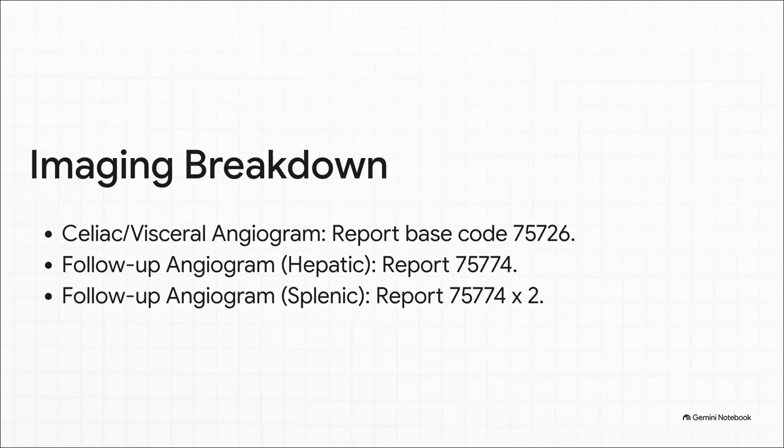First off, the physician injected contrast into the celiac distribution. For that initial visceral angiogram, we're going to report the base code 75726. But they didn't pack up and go home after that. They took additional, selective shots. When they imaged the common hepatic artery, we report the follow-up angiogram code, 75774. And then they took another totally distinct set of images over in the splenic artery. What does that mean? It means we report 75774 again. So when all is said and done, for those additional selective follow-up angiograms, we report 75774 times 2 units.